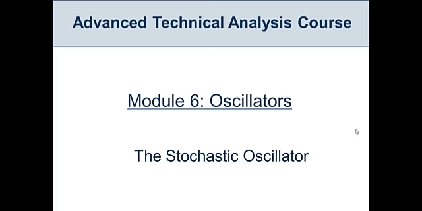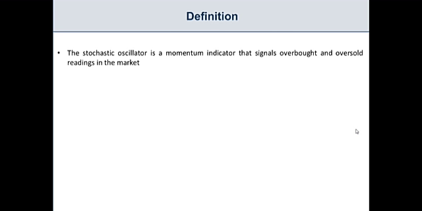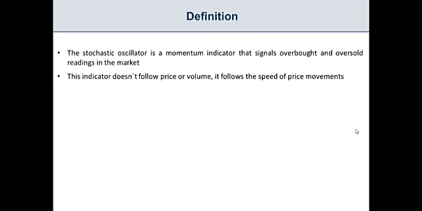Now, the stochastic oscillator is a momentum indicator that signals overbought and oversold readings or conditions in the market. This indicator doesn't follow price or volume, it follows the speed of price movements. This is what we call momentum. And this is important because momentum changes direction before price does. So an overbought or an oversold reading on the oscillator can give you a heads up whether price is about to change direction or not.